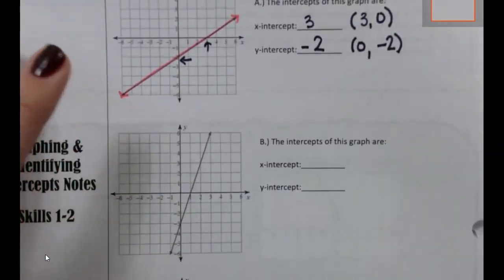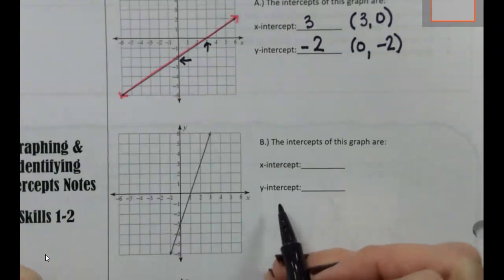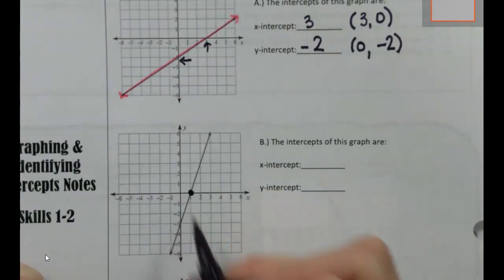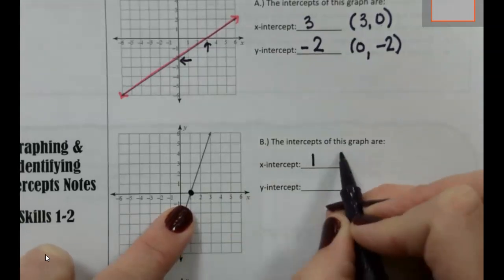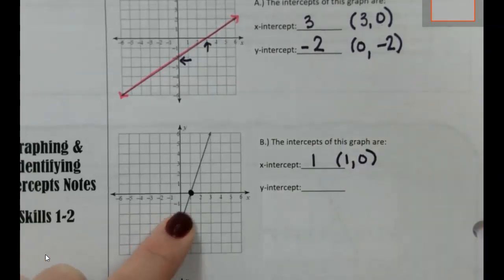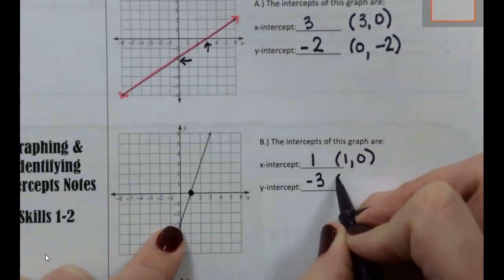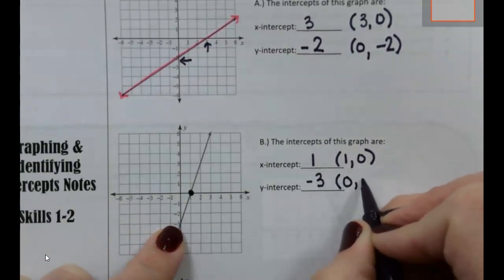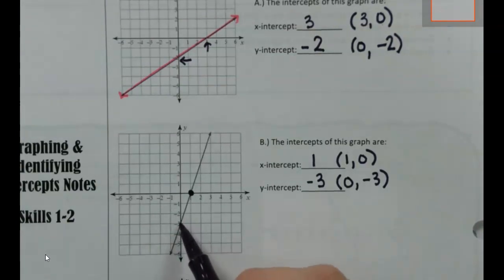Again, we're looking for where our line crosses the x and the y axis. So it's going to cross the x axis right here at 1. So our x-intercept is 1, which is really the point 1, 0. And our y-intercept is right here. Where does it cross the y-axis? At -3. Which is the point 0 over, down 3. And again, that's going to be important in a minute. So I'm going to pause right here to see if you can find the x and the y intercepts for this last graph.